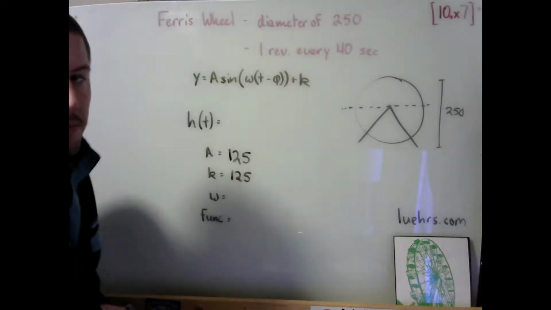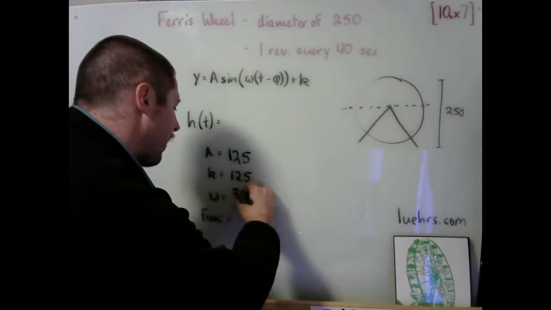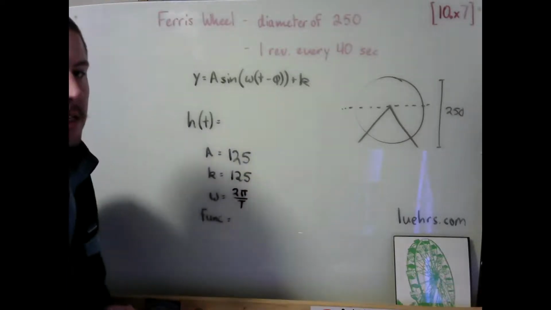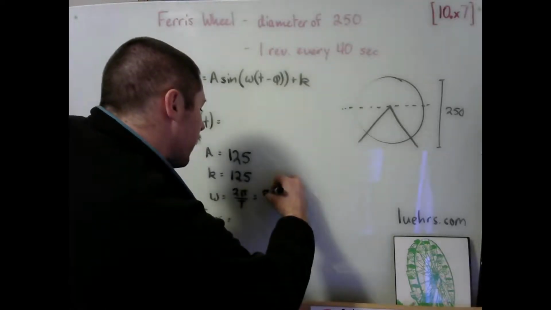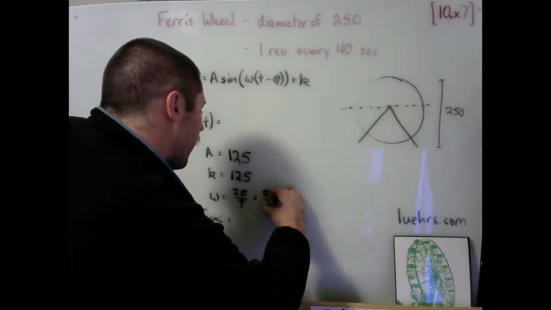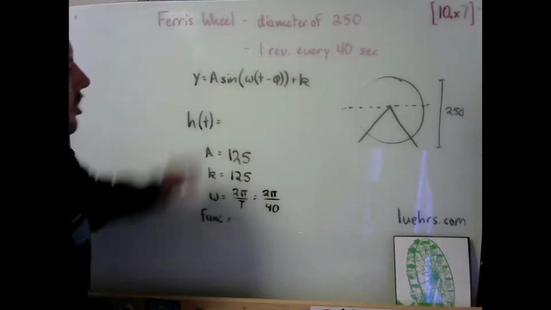Since this is going to repeat every 40 seconds, we saw that our general formula here was 2 pi divided by T, where T is how long it takes for one period to be traversed. So for our purposes here, this should be 2 pi divided by 40. And I also want to know what function I should actually be using here.